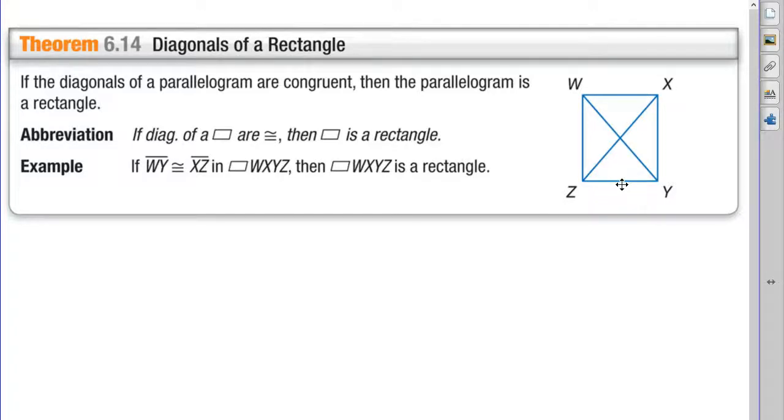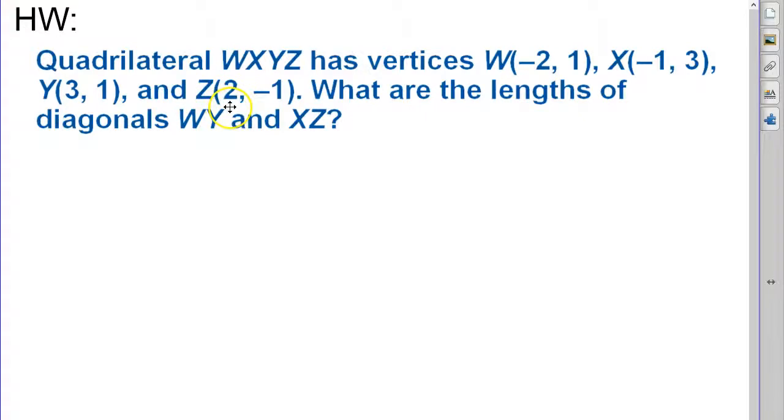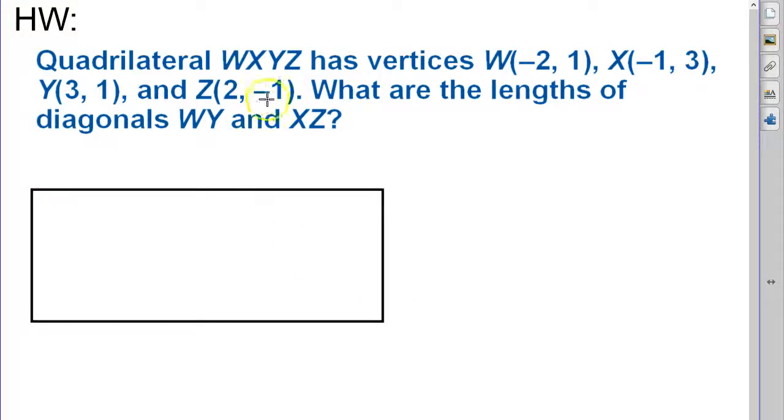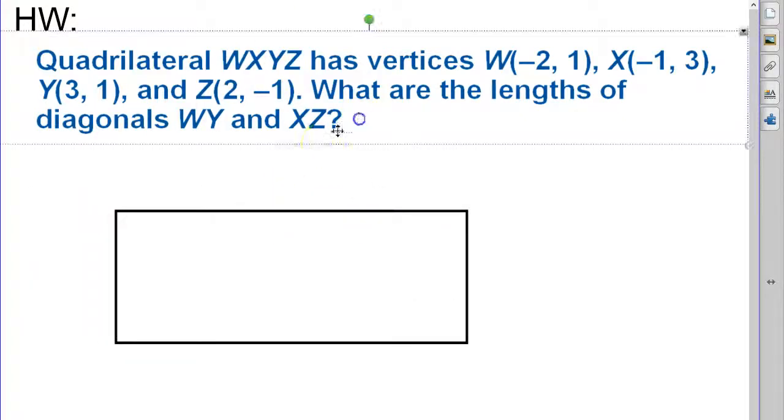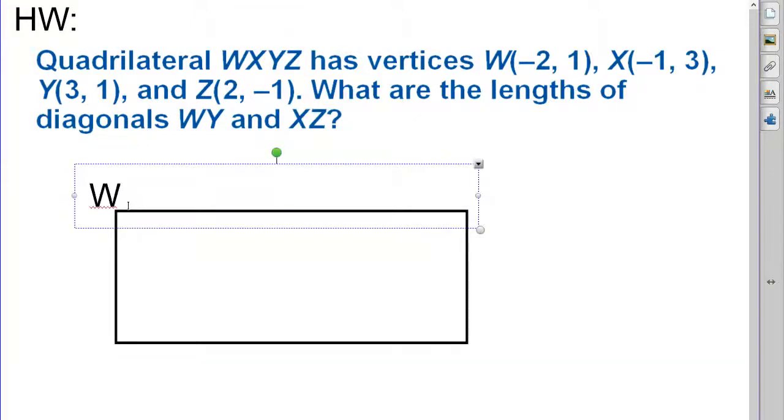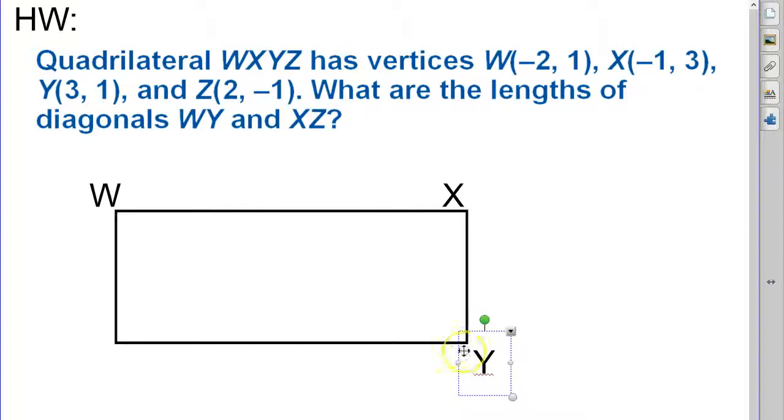Okay. And then for homework tonight, we have quadrilateral WXYZ with vertices at W, X, Y, and Z. Okay, so here's the thing: I have this rectangle here. I haven't plotted them out. I don't care to. I don't even need to. I just need to know that I have W, X, Y, and Z. Okay. They have these ordered pairs.